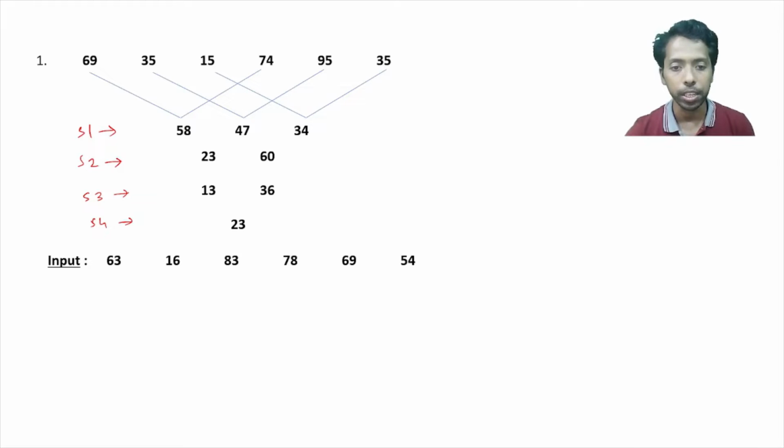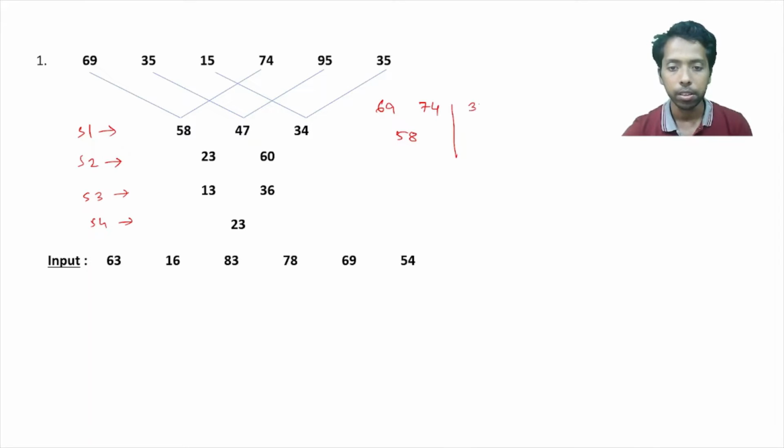So what should be the logic here? Just write it separately. 69, 74 gives 58, right? Here you can observe one thing: from these two numbers, 69 and 74, 58 comes; from 35 and 95, 47 comes; and from 15 and 35, 34 comes. It's generally mentioned which two numbers in combination derive the number in the consecutive step, that is 58. So 69, 74, 58. Okay, this is the first.